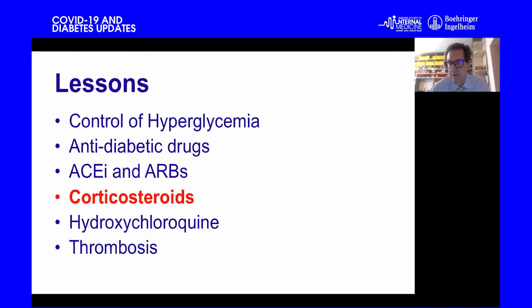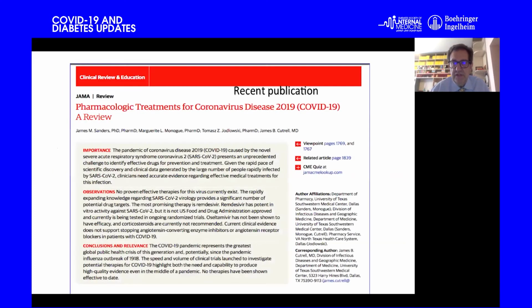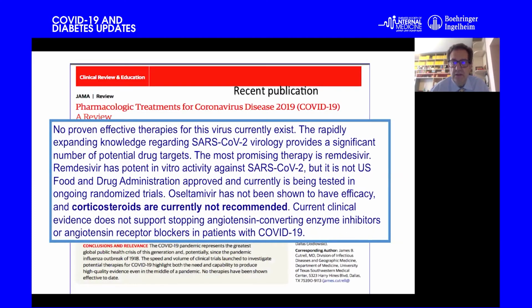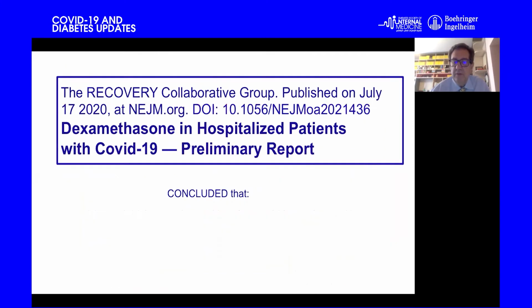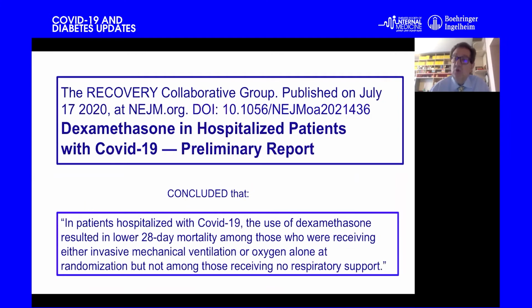What about corticosteroids? Please pay attention to this. These are the first available guidelines on the management of COVID-19 in the hospital. And the recommendation was that corticosteroids are currently not recommended. Wow. We needed some time to understand that, on the contrary, particularly in a very serious condition, use of a corticosteroid was the key to save lives.